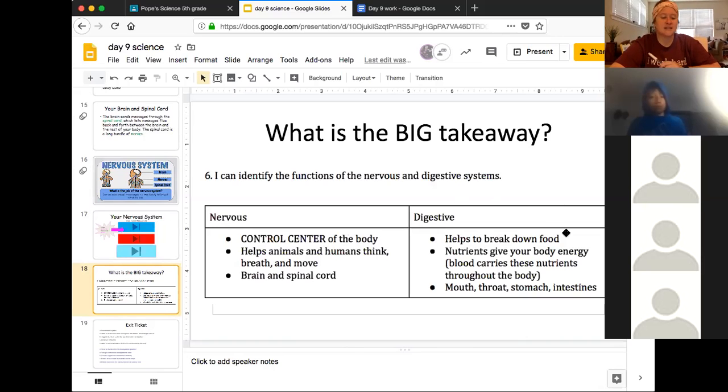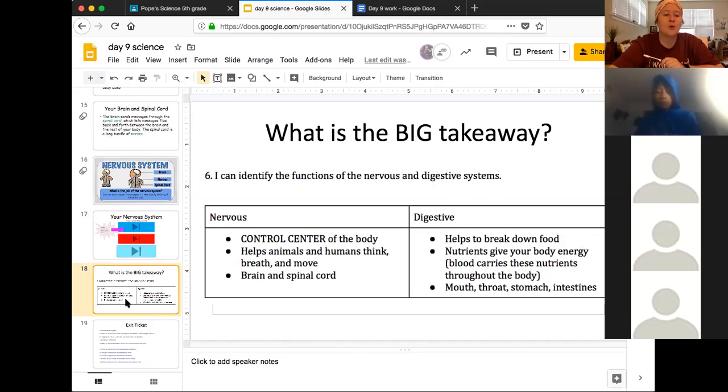The digestive system, which was our stomach and our food, helps break down our food. It gives our body energy by working with the circulatory system, and it's your mouth, your throat, your stomach, and your intestines. So any questions on the digestive system or the nervous system?